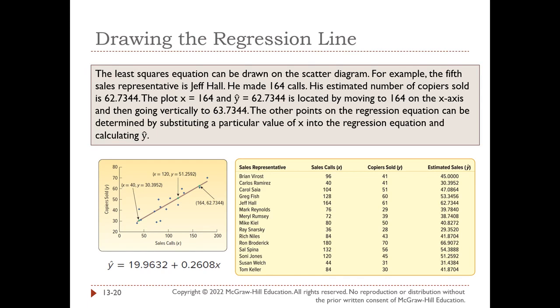Alright. So the least squares equation can be drawn on a scatter diagram. For example, the fifth sales representative is Jeff Hall. Don't know why they picked the fifth one, but we like Jeff Hall. He made 164 calls. His estimated number of copiers sold is 62.7344. The plot x equals 164 and y hat equals 62.7344 is located by moving to 164 on the x-axis and then going vertically to 63.7344.